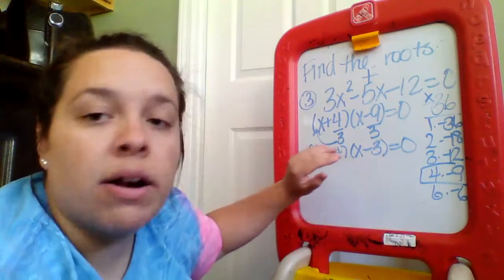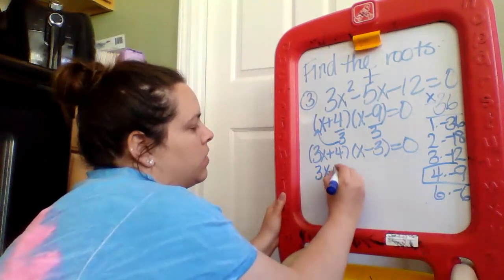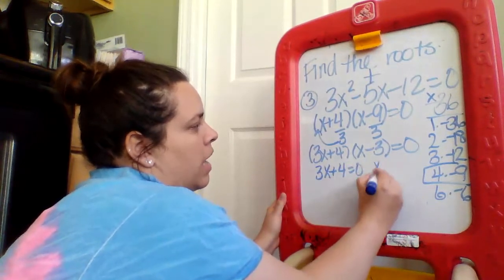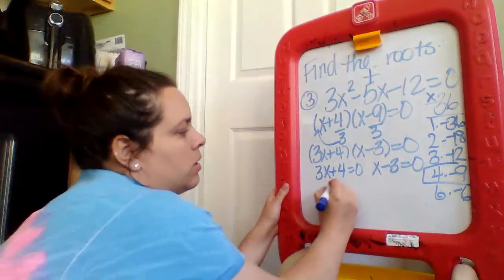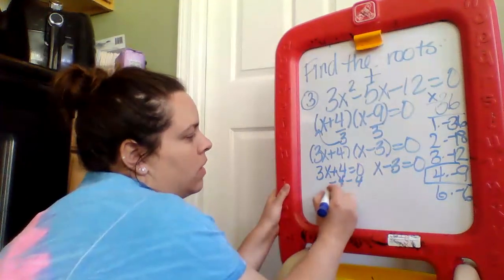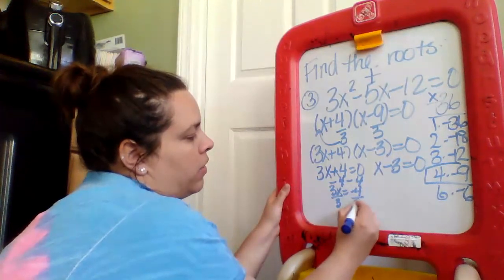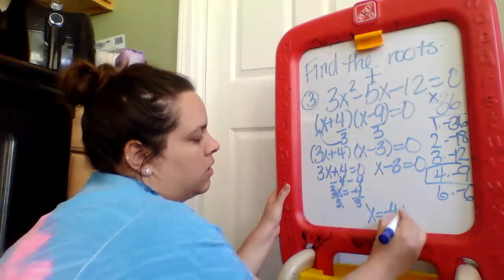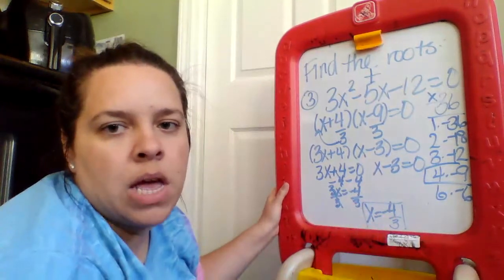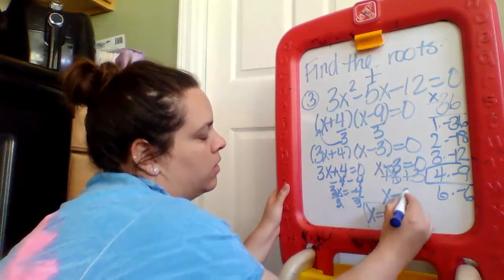After I factor, now I set each of those factors equal to 0. So 3x plus 4 equals 0, x minus 3 equals 0, and then solve for x. So I'm going to subtract 4. So 3x equals negative 4, divide by 3, and x equals negative 4/3. So there's one of my answers. And then over here, add 3, and x equals 3.